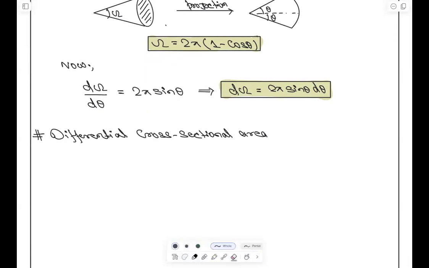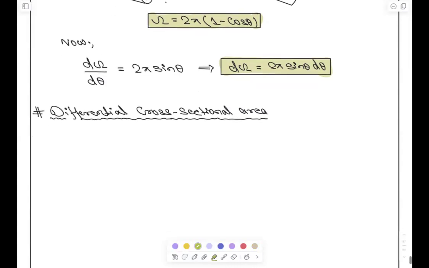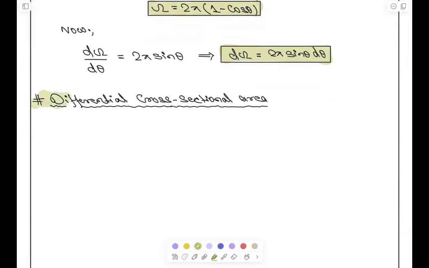Anyone who can define it? What is differential cross-sectional area? What is differential? Chota sa? Differential is very, very small. Cross-sectional area is area.